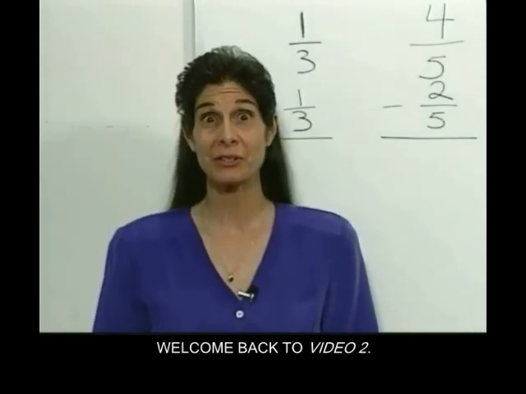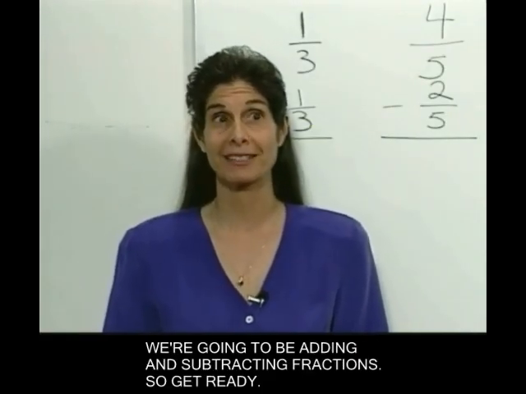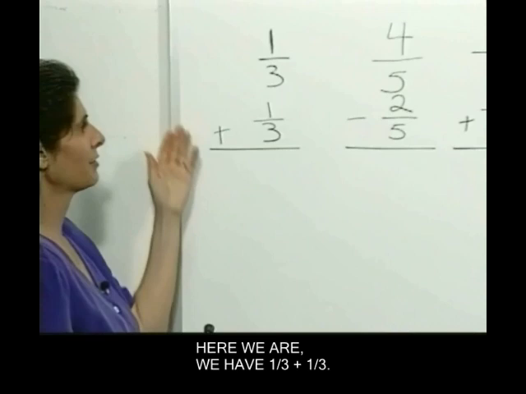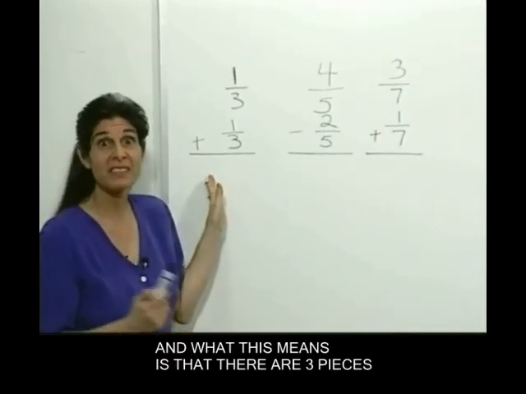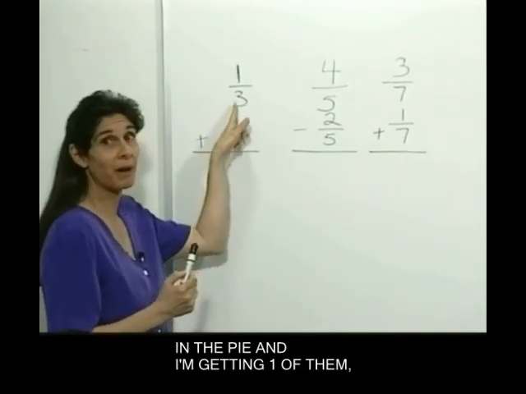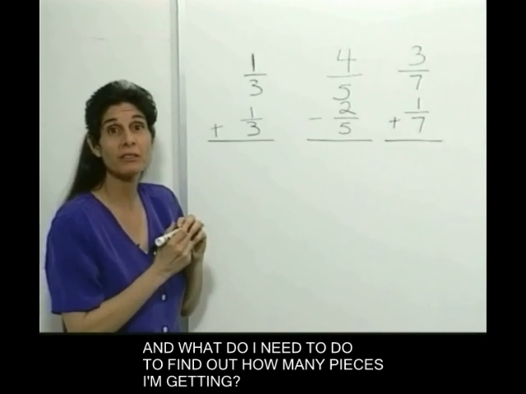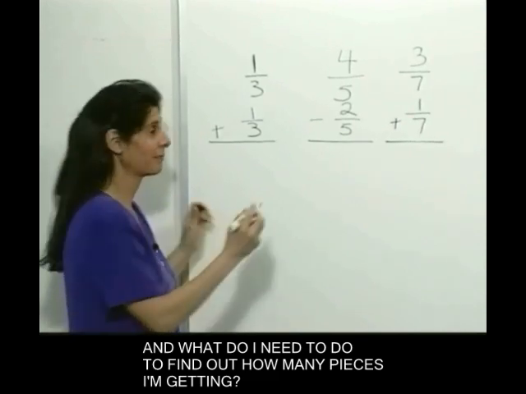Welcome back to video 2. We're going to be adding and subtracting fractions. So get ready. Here we are. We have 1/3 plus 1/3. And what this means is that there are 3 pieces in the pie. I'm getting 1 of them. And then I'm getting another one. And what do I need to do to find out how many pieces I'm getting?